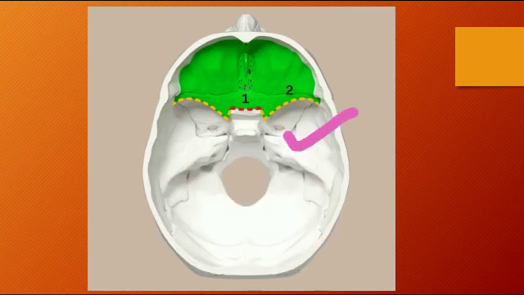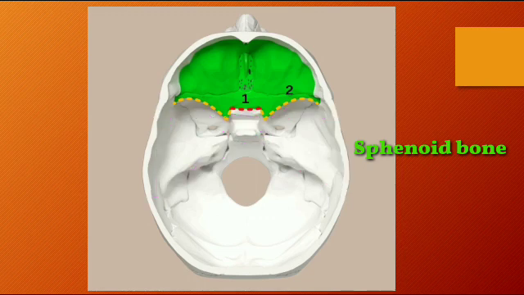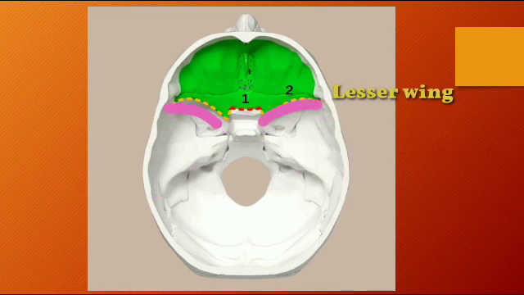The middle and the posterior cranial fossa are divided by this petrous part of the temporal bone, and this is a wing shaped bone called the sphenoid bone. You can see that this is the lesser wing of the sphenoid and this part is the greater wing of the sphenoid. This is the body of the sphenoid bone.